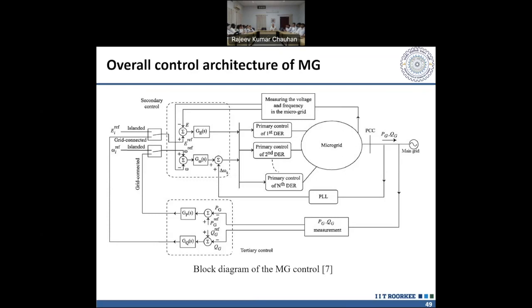The third control is in the microgrid where you have enough power. Your generating power is more than the load power. What to do with the excess power? Now supply to the grid. So that is the tertiary control, which normally comes into picture whenever the grid is connected. If excess power is there, you have to supply it to the grid. Normally, primary and secondary control we utilize in islanded grid.